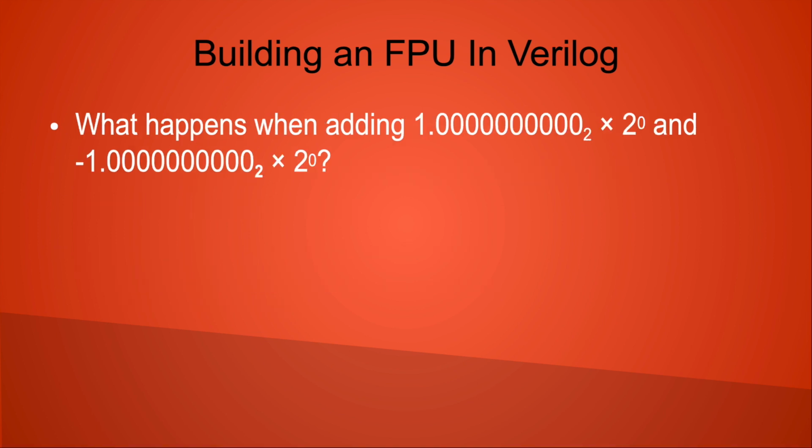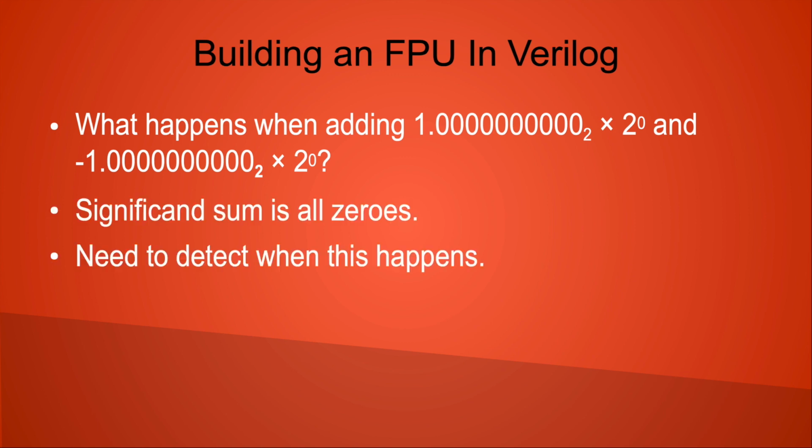On to the next wrinkle. What happens if I add 1 point followed by 10 zeros times 2 to the 0th power and negative 1 point followed by 10 zeros times 2 to the 0th power? We of course get 0. I need a way to detect that all of the bits of the significand are 0.